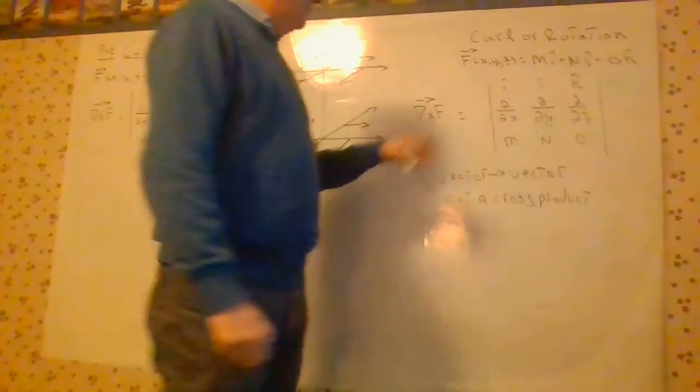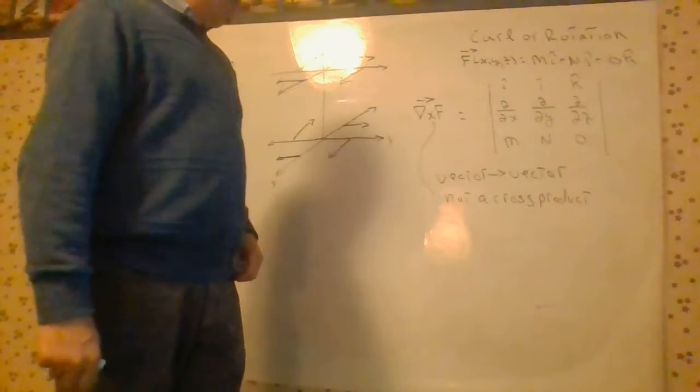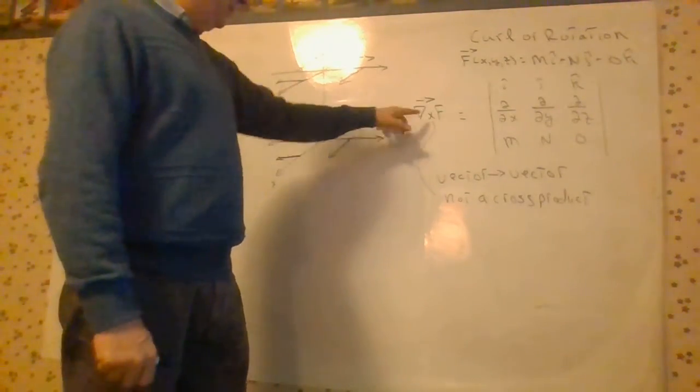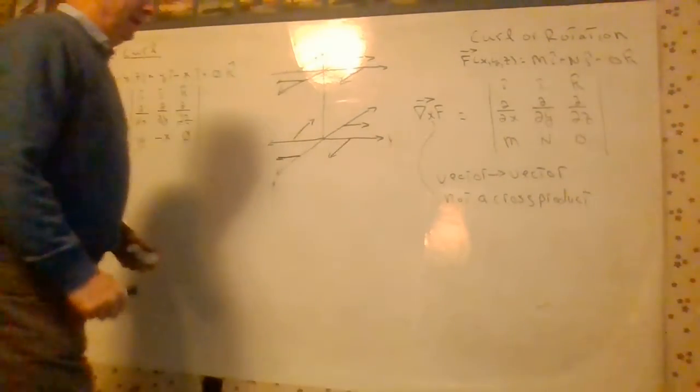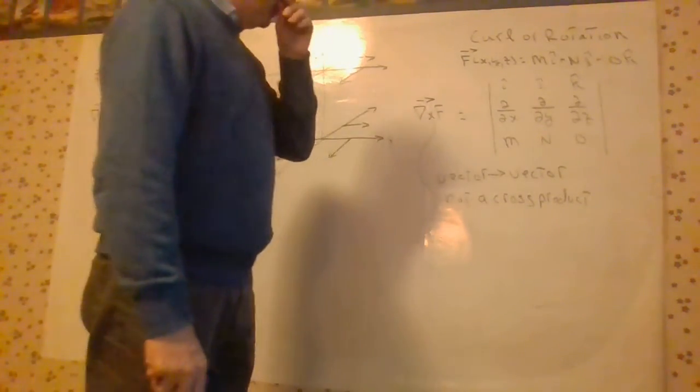If you start with a vector field, mi plus nj plus ok, this curl is called del cross f. I'll make a note that's not a cross product. Again, this is bad physics nomenclature, but we'll go along with it because it's generally used.